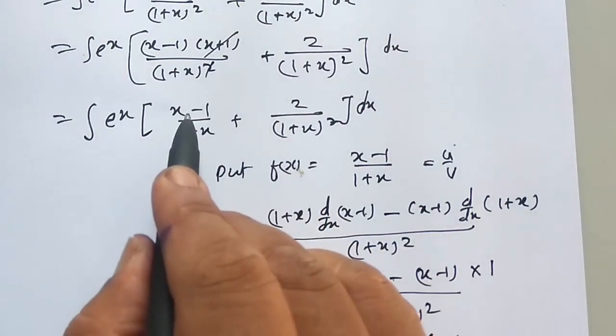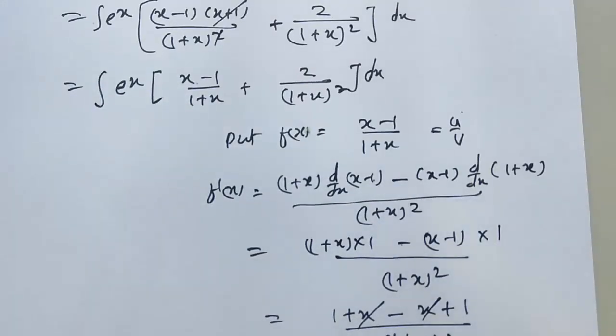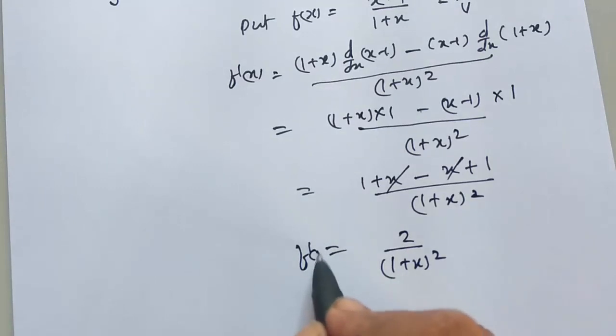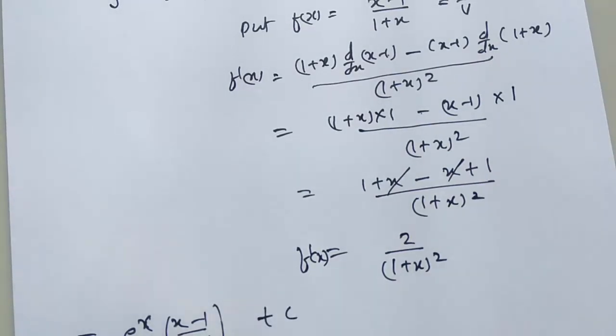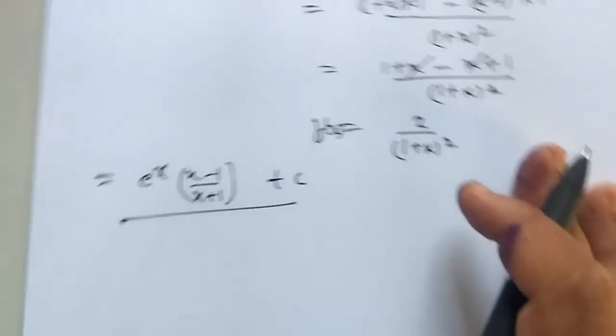So f of x is this, f dash of x is this, and therefore its solution is e raised to x f of x. F of x is (x minus 1) upon (x plus 1) plus some constant. So this is its integration.